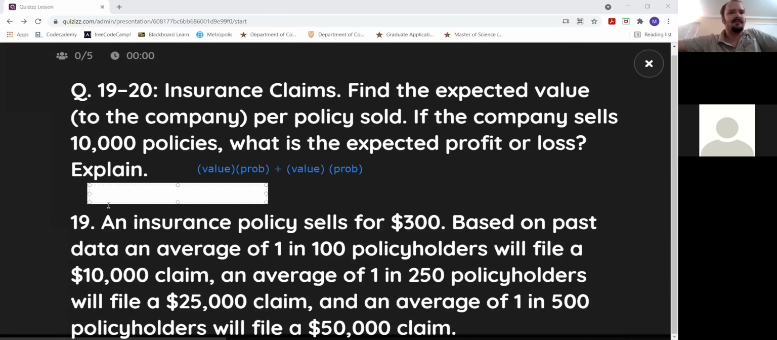So an insurance policy sells for $300. If they're selling something for $300, that $300 is the value. So then we have to ask ourselves, are they collecting this or are they paying it out? They are getting this, so it should be positive. It's kind of silly, but we should probably do it. The probability that they're going to get that $300, they are guaranteed. It is 100%. It is a 1 probability, 1.00.